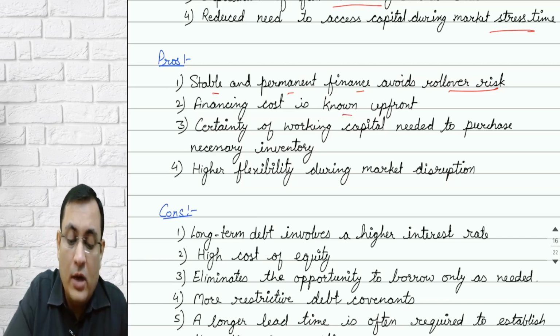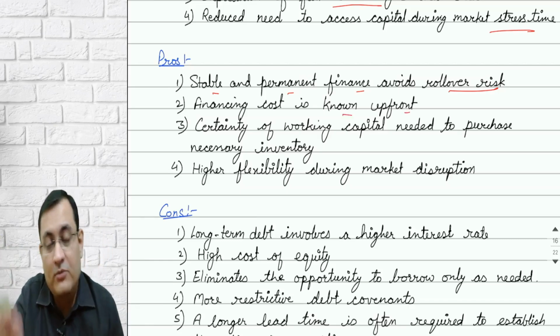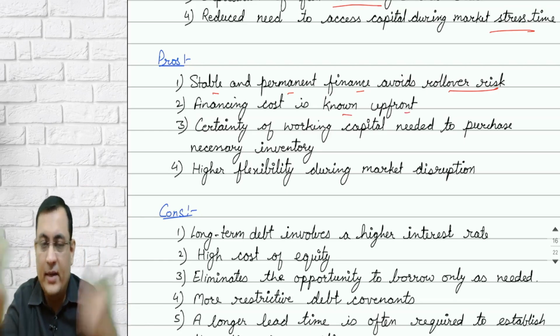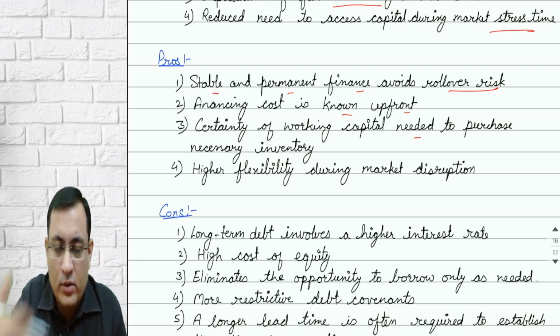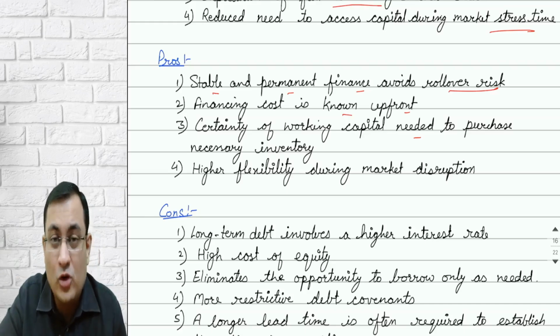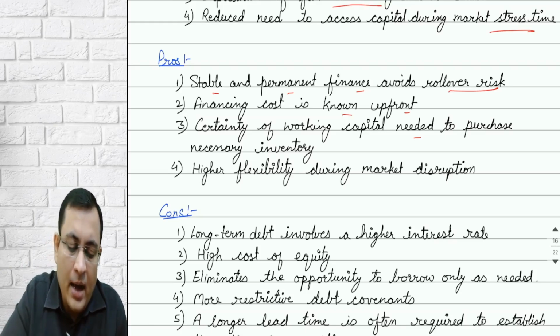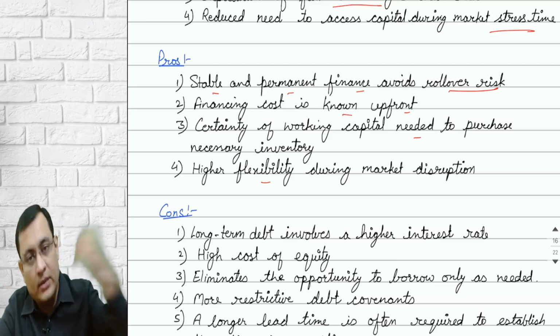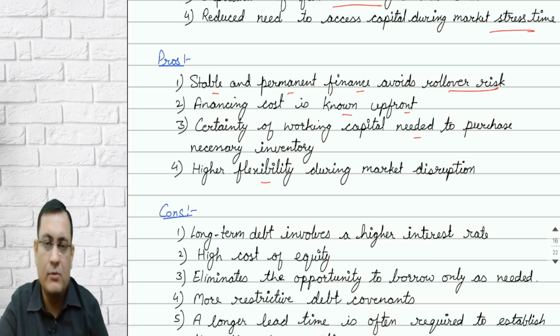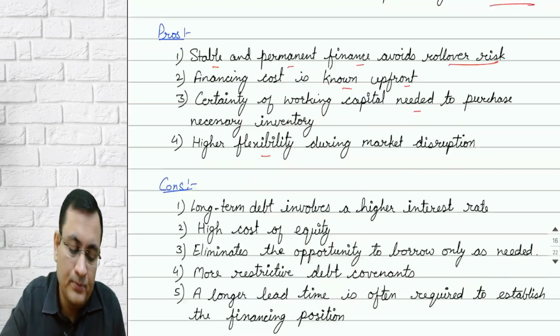Financing cost is known upfront. We have raised long-term finance for 10 years, so that 10-year cost is already constant. We have certainty of working capital, to purchase necessary inventory. There is no day-to-day issue of shortage of working capital finance. Higher flexibility. Whenever we want to increase inventory, we can increase. When we want to increase receivables, we can shift that finance to receivables also. So there is more flexibility.